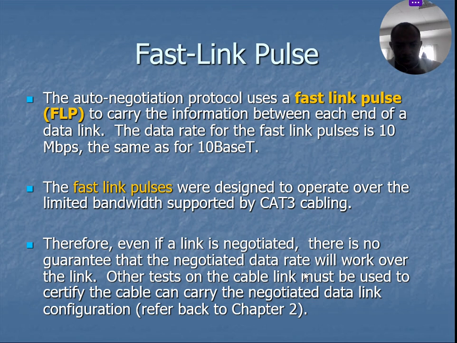Okay, so which means the pause just requires little bandwidth to send the signal across, and it uses category 3 cable. Hence, if a link is negotiated between two devices, it could be your computer and a hub, or a computer and a switch, then there will be no guarantee that the negotiated data rate will work over the link. No guarantee, because this is automated. It's just by itself. There is no guarantee that the automated data will work over the link that has been created.